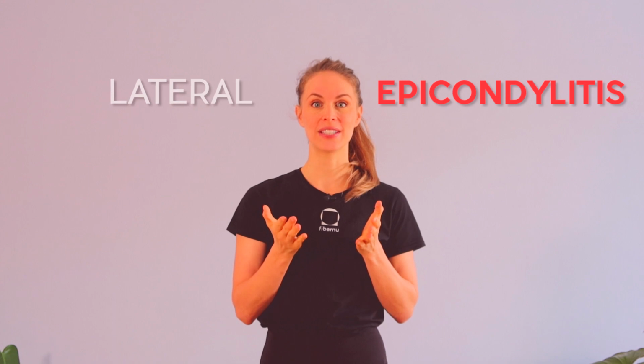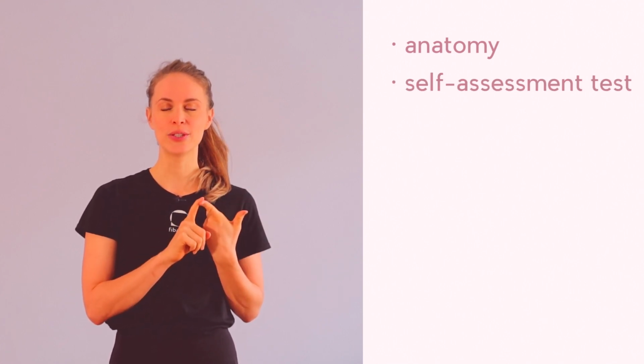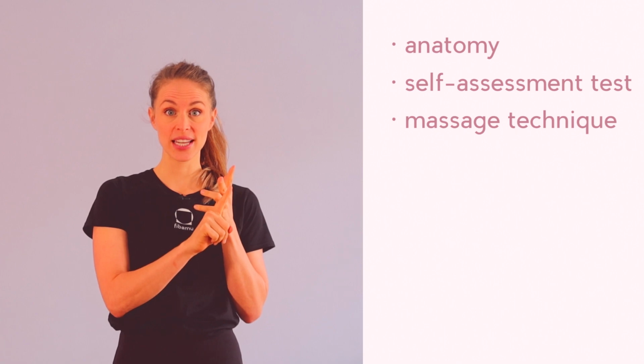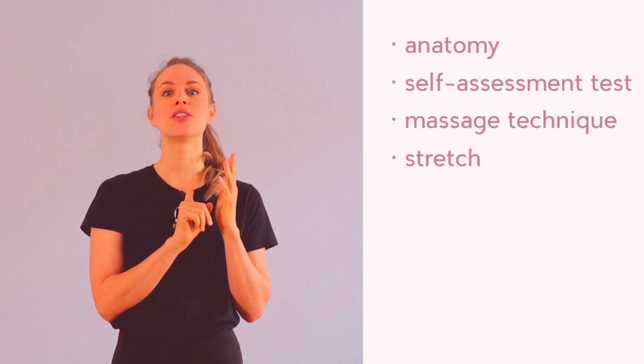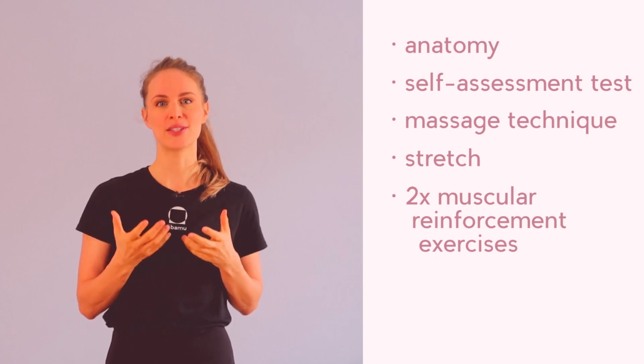I'm Inga, physiotherapist, and in today's video we'll talk about lateral epicondylitis, also commonly referred to as tennis elbow. It is the most common overuse syndrome in the elbow. In this video we'll brush over the anatomy quickly, then I show you a self-assessment test that you can easily do at home. I show you a massage technique, a stretch, and then two very important exercises for when it's a little bit less acute.